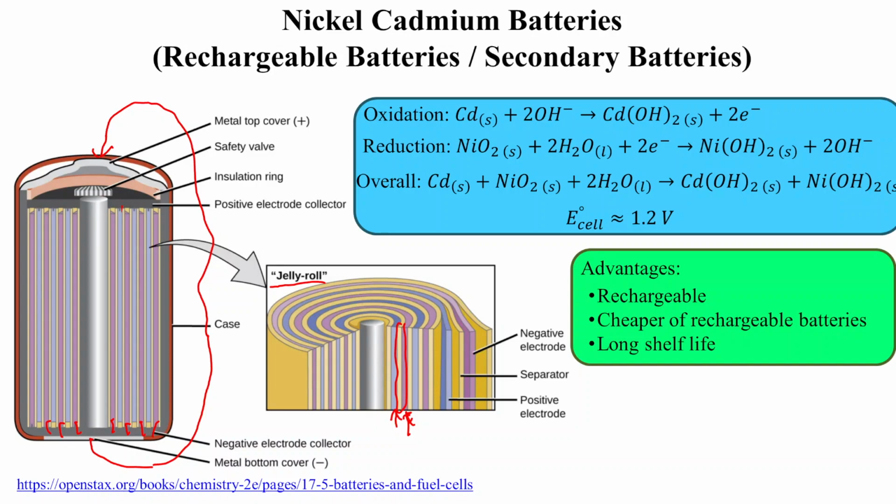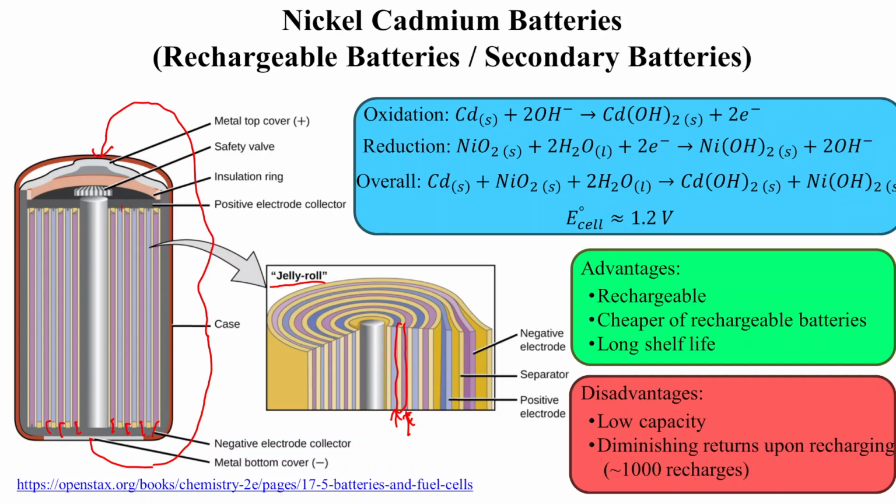So some of the disadvantages to it is that they have a very low capacity, and you can't recharge them indefinitely. Each time you recharge it, it's not going to quite charge as much as it did the time before. Typically you have about 1,000 recharges or so for them. So nickel cadmium batteries are typically used for things like power tools and electrical toothbrushes, things that only need a little bit of power to operate at the time, and then you want to be able to recharge them later on.